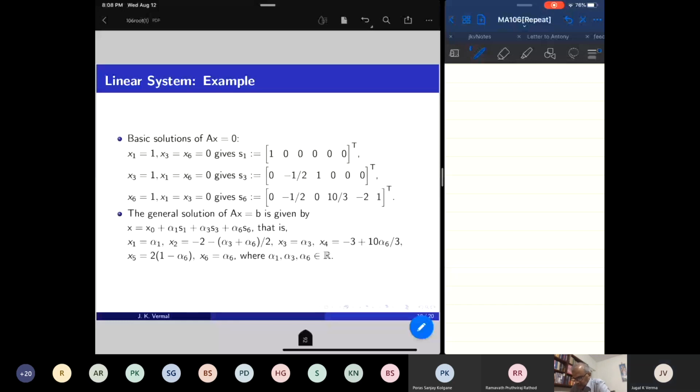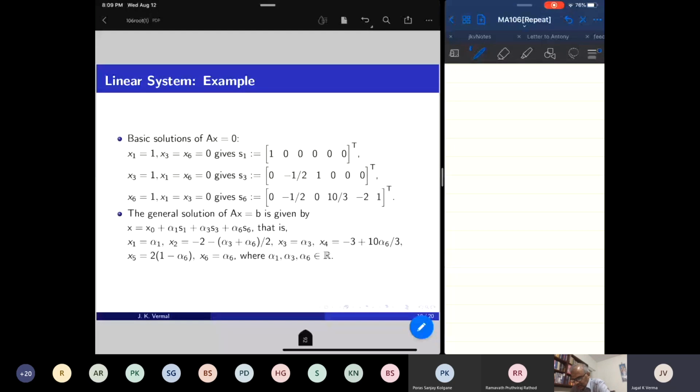So x equal to x0 plus alpha 1 S1 plus alpha 3 S3 plus alpha 6 S6, and as you can see, alpha 1, alpha 3, alpha 6, they are arbitrary real numbers. So there are these 3 degrees of freedom, and that corresponds to the number of non-pivots. I mean, the non-pivots give rise to the basic solutions.